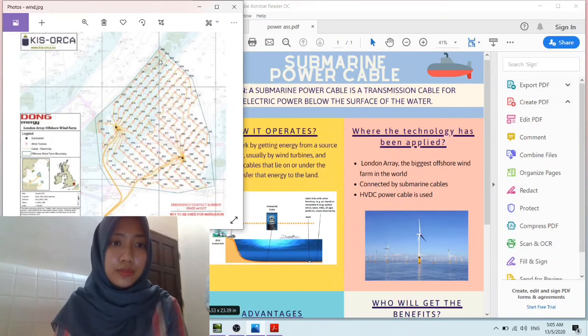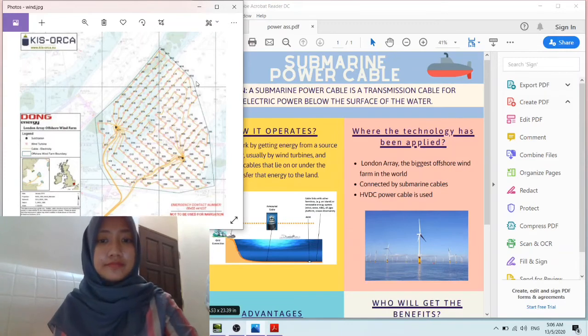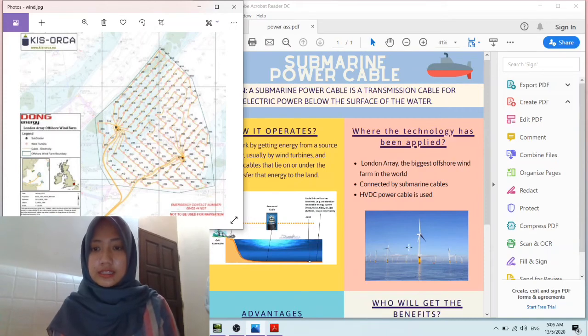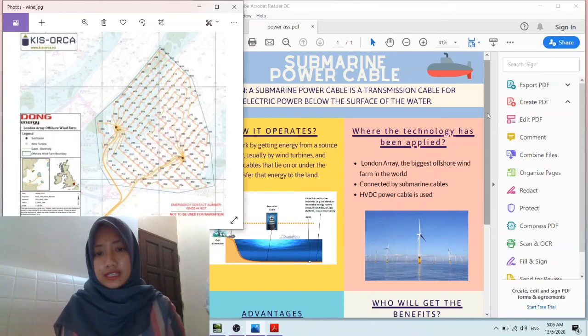So basically the smaller dots here are the wind turbines, and they are all connected by submarine power cables. The smaller cables run from each turbine to an offshore substation here and here. Then the power is transported over a higher capacity export cable to an offshore grid connection, which is not shown here, and the cable used in this London Array wind farm is HVDC.